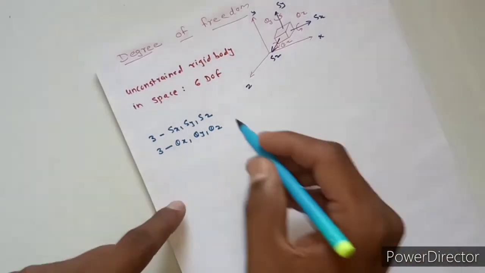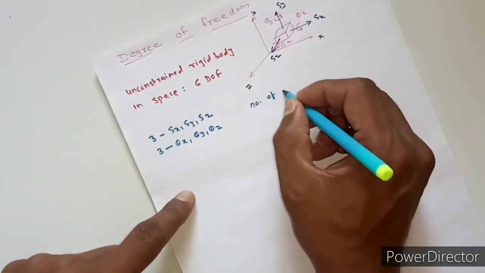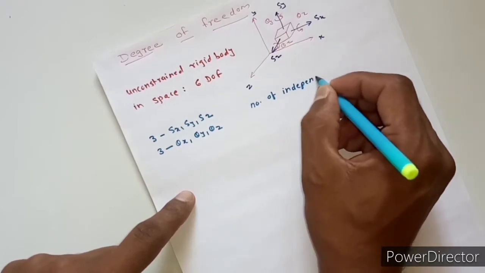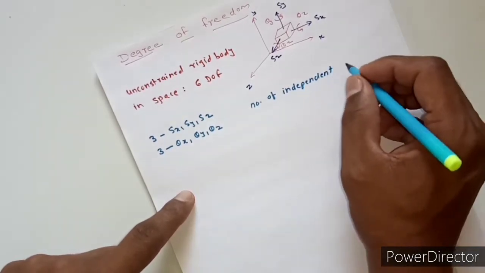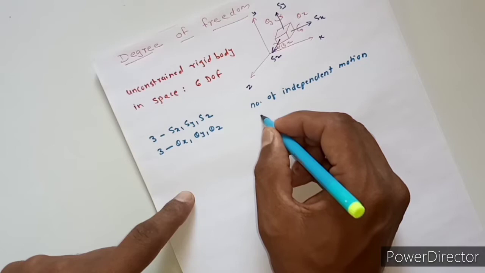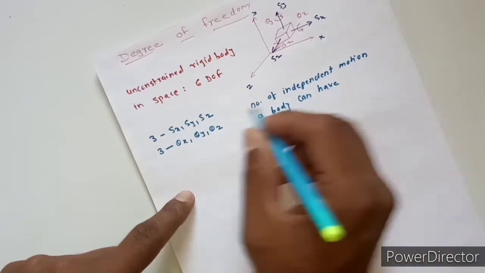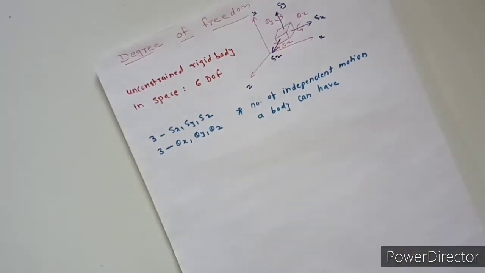We can define degrees of freedom as the number of independent motions a body can have. This is the general definition of degrees of freedom. And a rigid body in space has 6 degrees of freedom: 3 degrees of freedom for translation and 3 degrees of freedom for rotation.